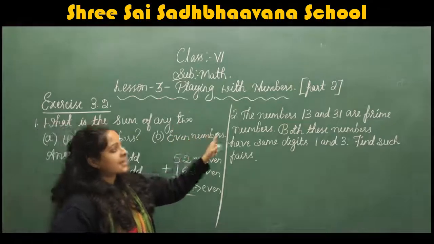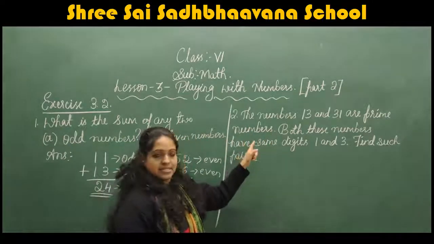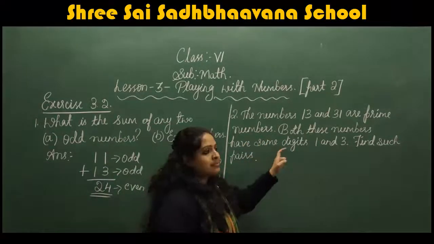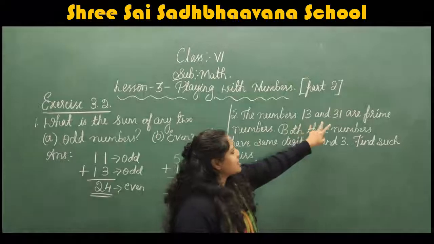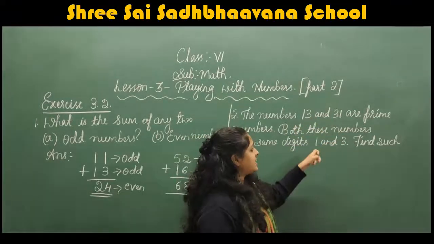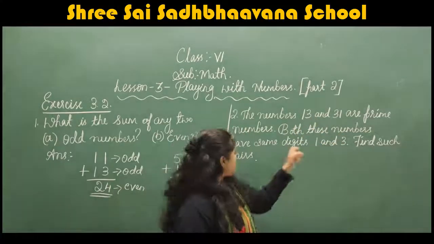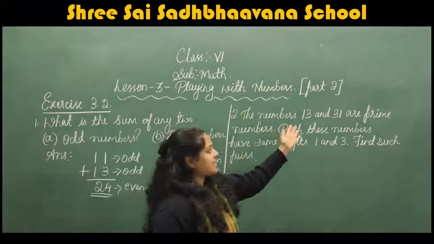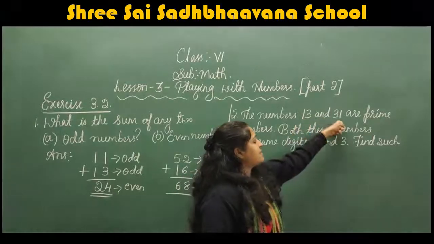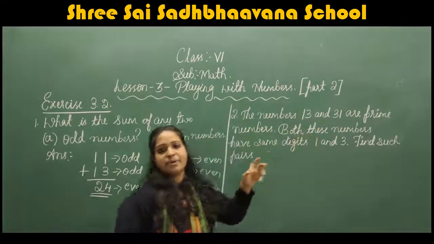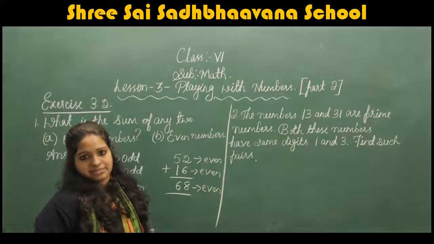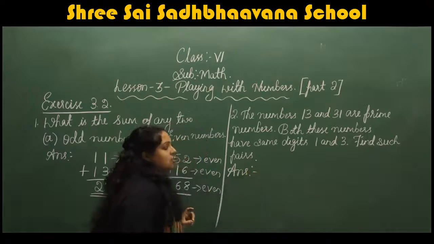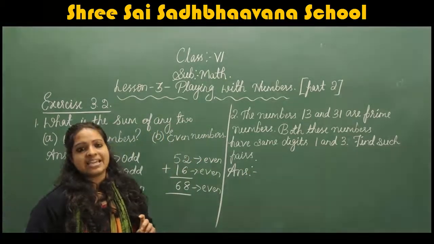The numbers 13 and 31 are prime numbers. Both these numbers have the same digits, 1 and 3. Find such pairs. Here 1 is there, here 1 is there, 3 is there, 3 is there. That is nothing but 1 and 3 are there in both the numbers. So now we have to find pairs like that.